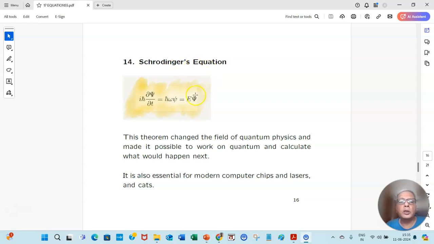Number 14, Schrodinger's equation. This theorem changed the field of quantum physics and made it possible to work on quantum systems and calculate what would happen next. It is also essential for modern computers, chips, lasers and CAT scans.